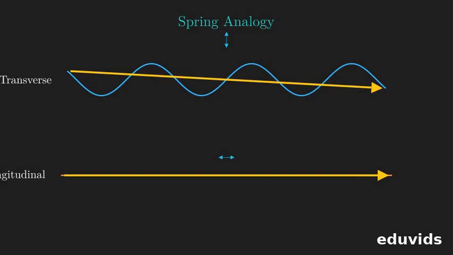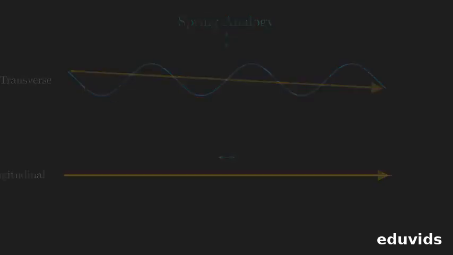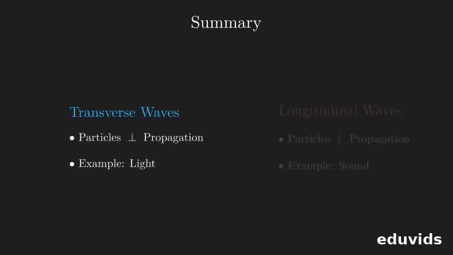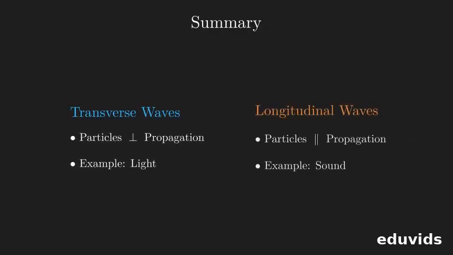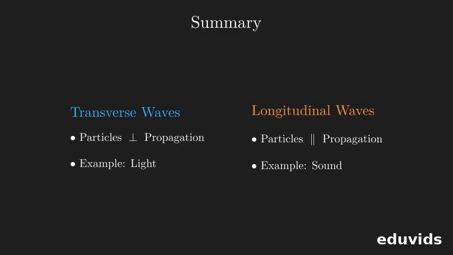You can always identify the wave type by asking if the particle movement and the energy movement are perpendicular or parallel. We learned that transverse waves move particles perpendicularly, exemplified by light, while longitudinal waves move them parallel, as seen with sound. By mastering these basic definitions, you have taken the first step toward studying the physics of light and sound.